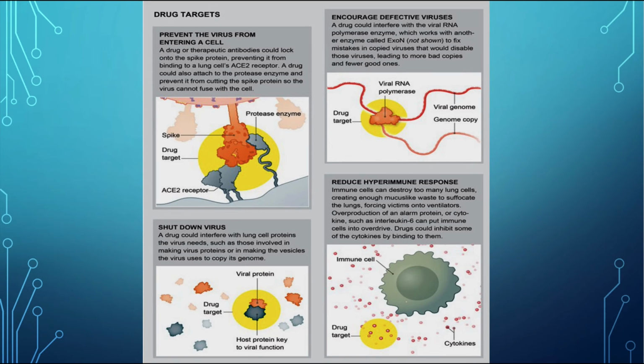In addition to the development of vaccines to encourage the body to mount a robust immune defense from SARS-CoV-2, drugs are being developed to target specific areas of the viral infection pathway. These include drugs that prevent the virus from entering the cell, drugs that shut down the virus, drugs like remdesivir that encourage synthesis of defective viruses, and drugs that decrease a hyperimmune response such as dexamethasone.